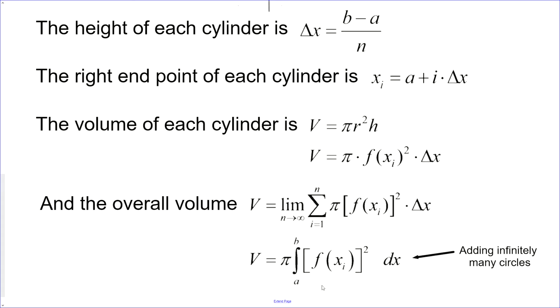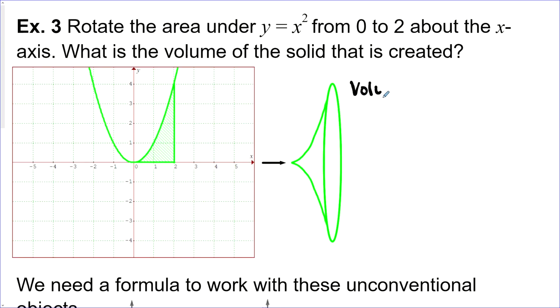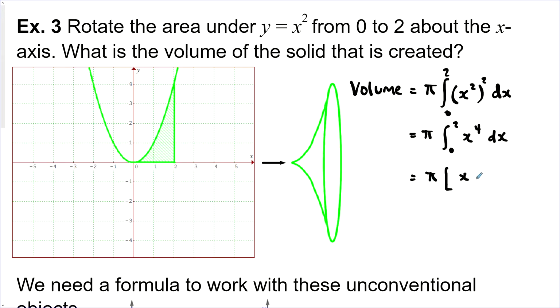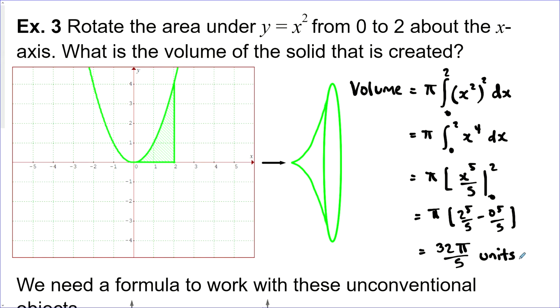Now let's try this formula on the question above. We would have our volume is equal to pi. We're going to integrate from 0 to 2. And here's our function x squared, and we need to square it. And we just leave pi here until we're done our integration. So we're trying to integrate x to the power of 4. Now the antiderivative of x to the power of 4 is x to the power of 5 over 5. And we need to evaluate it at 2 and 0. So when we evaluate it at 2, it's 2 to the power of 5 over 5. And when we evaluate it at 0, it's just 0. So this is going to be 32 pi over 5, and that would be units cubed.